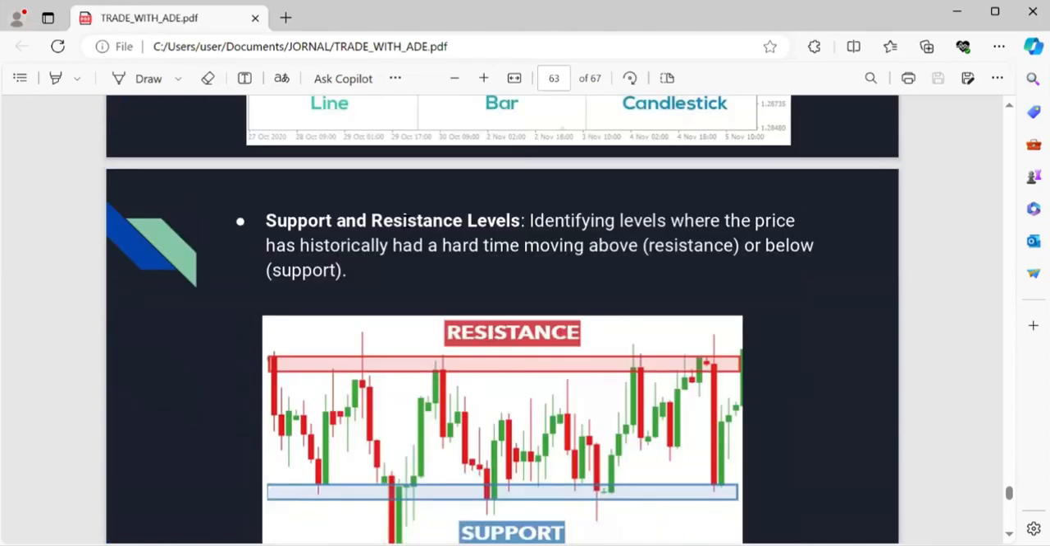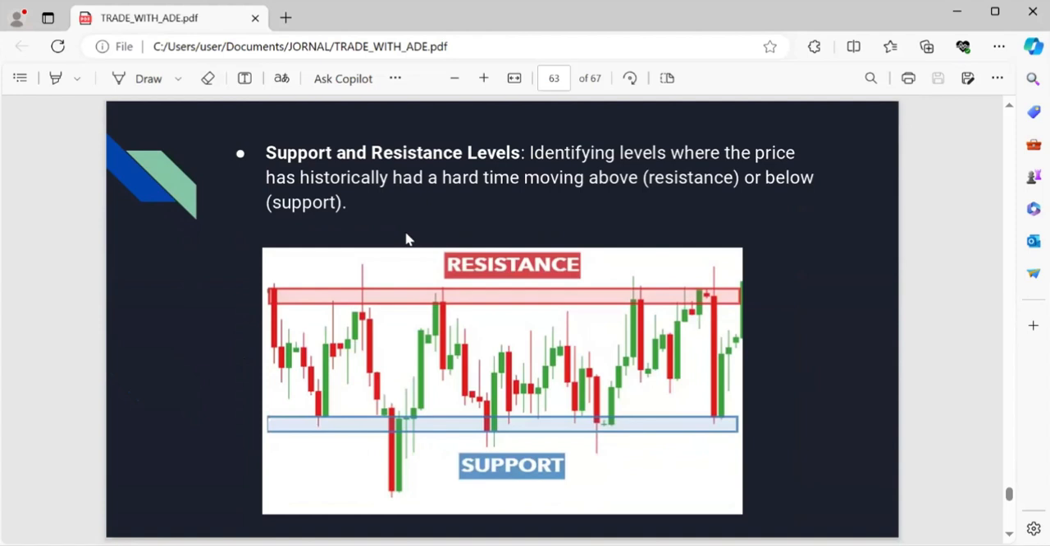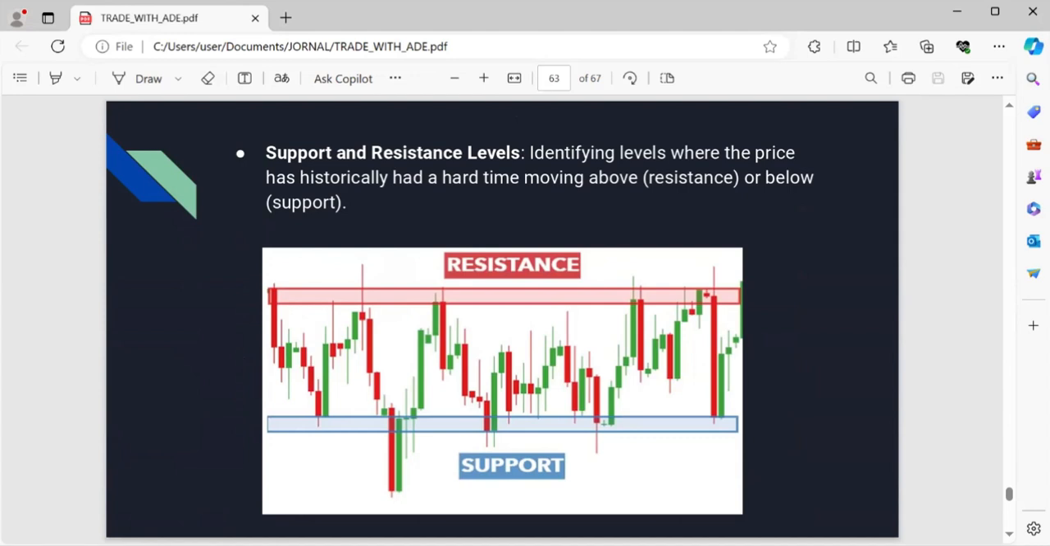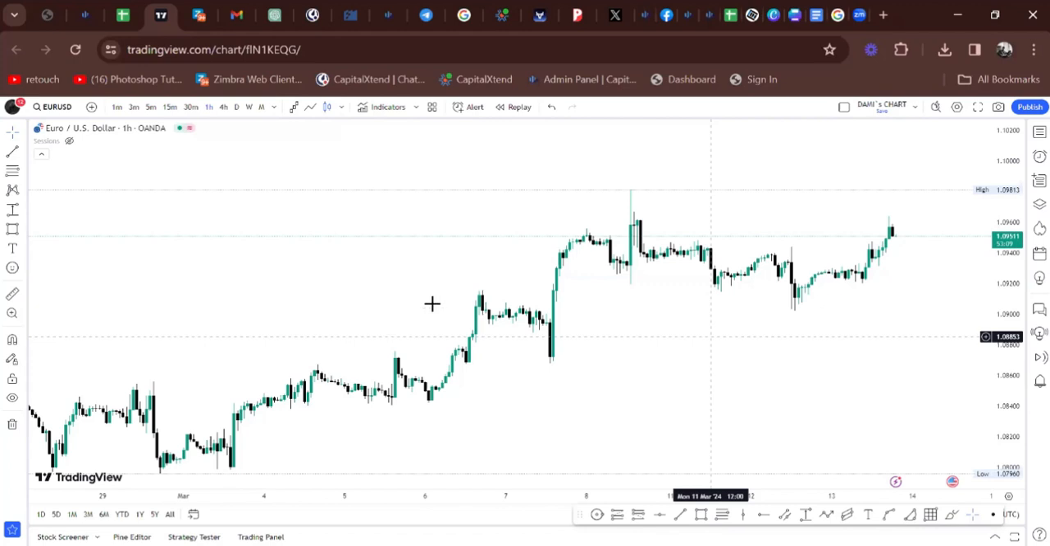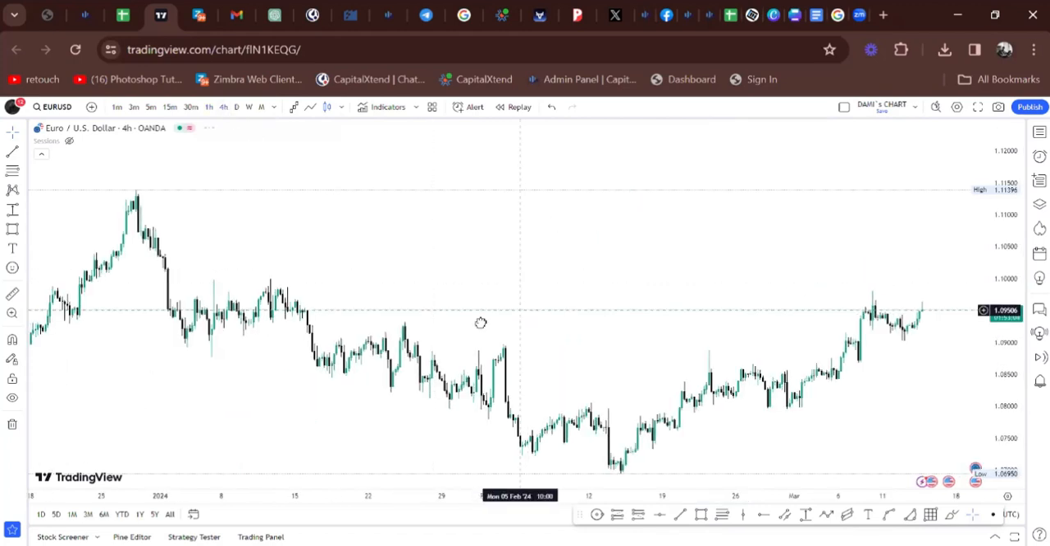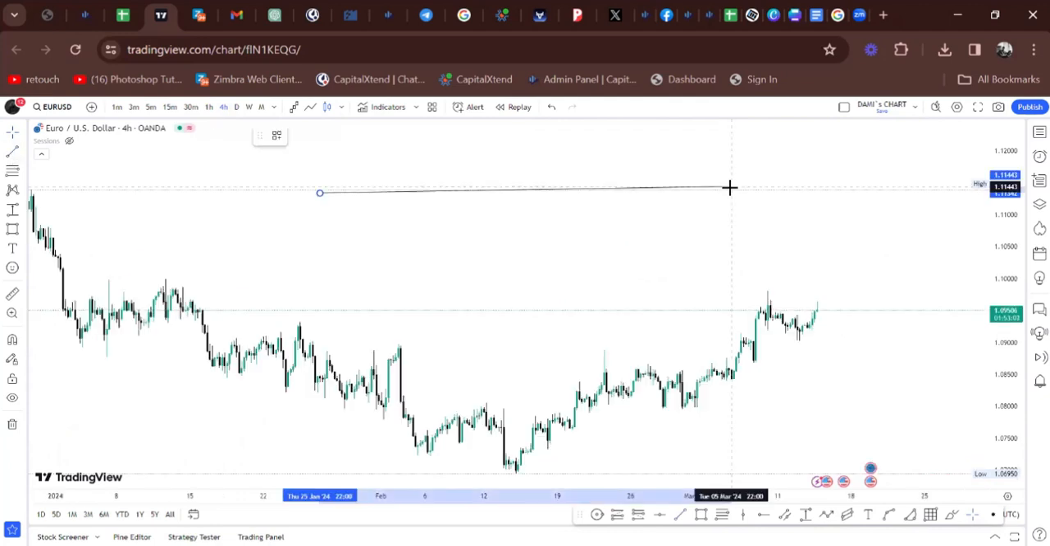Now we'll move to support and resistance. I'll be doing a quick explanation of support and resistance before we start moving on to trend and so on and so forth. So when you hear the words support and resistance, what does this simply mean in the financial market? Everything that happens in this market is basically off demand and supply. Everything that happens in this market.